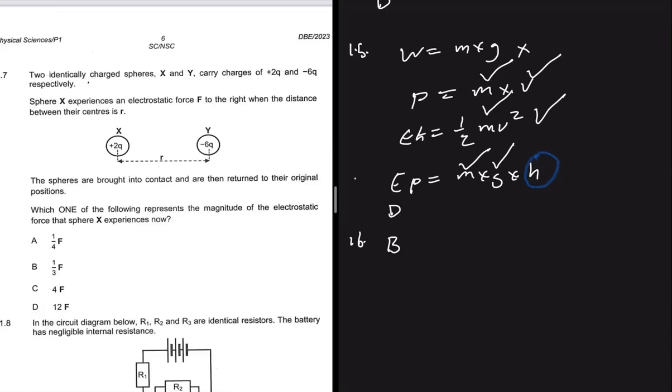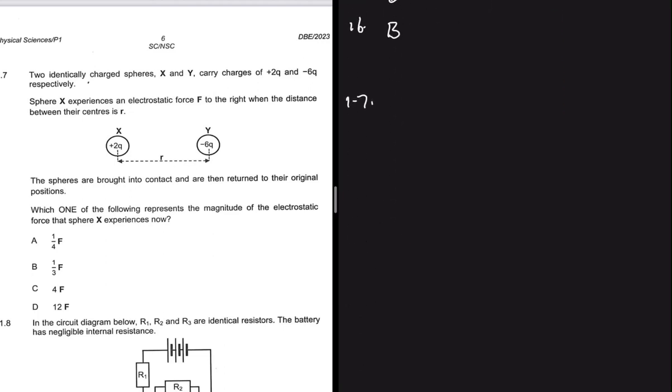Let's look at 1.7, another interesting one. Two identical charged spheres, X and Y, carry charges of +2q and -6q respectively. Sphere X experiences an electrostatic force F to the right when the distance between their centers is r. The spheres are brought into contact and then returned to their original position. Which one of the following represents the magnitude of the electrostatic force that sphere X experiences now?